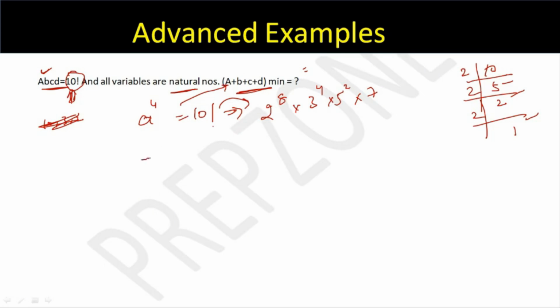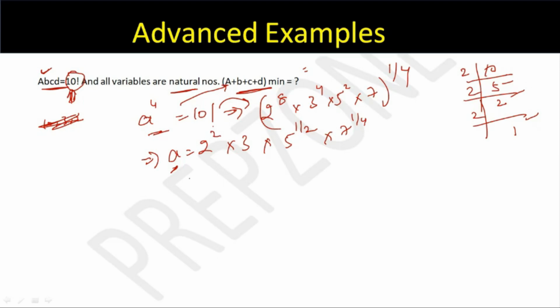So if 10 factorial is this, what is the value of A? This is a to the power 4, right? So I'm just taking the power 1 by 4. 2 square into 3 into 5 to the power 1 by 2 into 7 to the power 1 by 4. What I'm doing is I'm just trying to find an approximate value for A so that if I have the approximate value, then I'll start considering the values nearby that, because that is the basic concept.